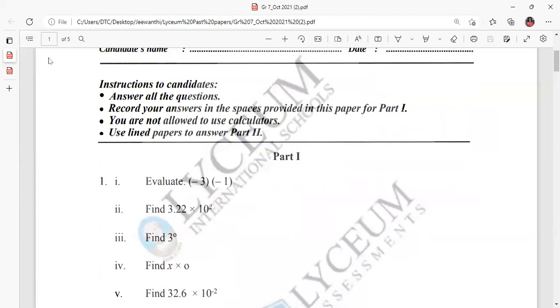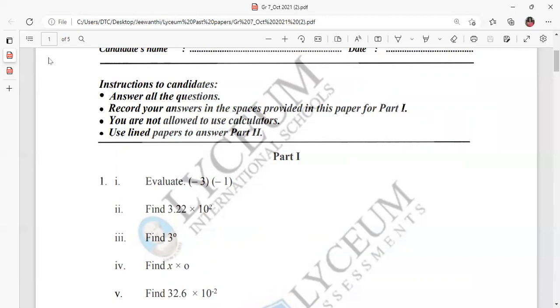Answer all the questions. Record your answers in the spaces provided in this paper for part 1. You are not allowed to use the calculator, and use line papers to answer part 2. When you go through the instructions, you can understand that this paper has 2 parts, part 1 and part 2. For all the questions in part 1, you want to write the answers on the paper itself. They have given us the spaces, so we want to manage the spaces and write our answers. And part 2 is where we need to use the line papers.